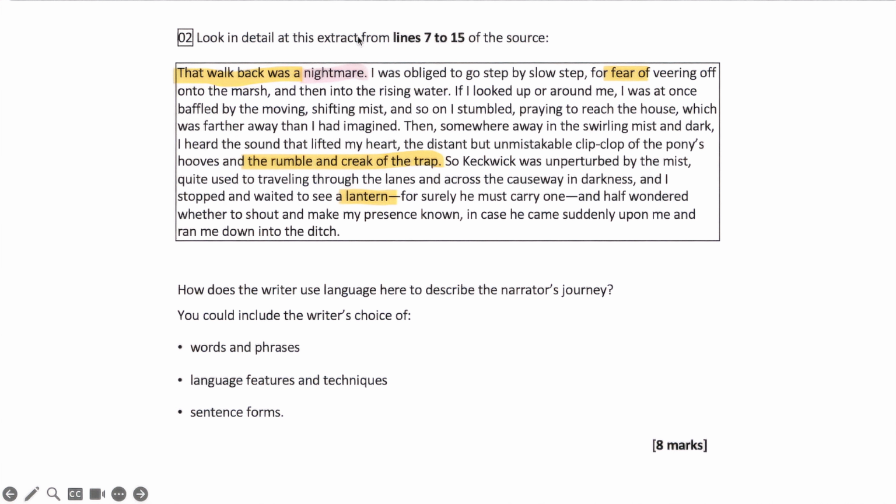The writer uses a semantic field of confusion, describing how the narrator was at once baffled by the moving, shifting mist, which means they were confused by the mist which was changing. And what's happened here is the student seems to be onto something, having realised there's this semantic field being used by the writer and quoting an example. For those who don't know, a semantic field is a group of words all to do with a specific topic. But when it comes to writing about the effect, the student has failed to explain anything at all. And this question is all about effect, because spotting and defining a device isn't enough. You have to explain the effect or the reason behind the writer's choices.